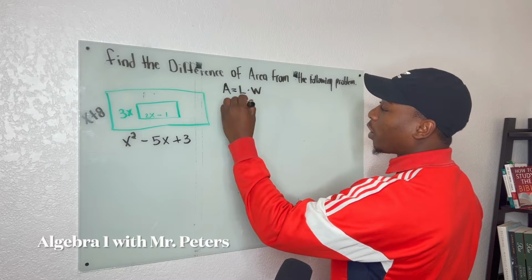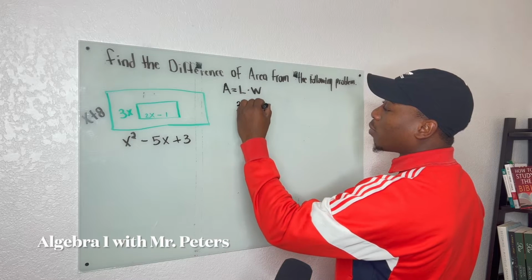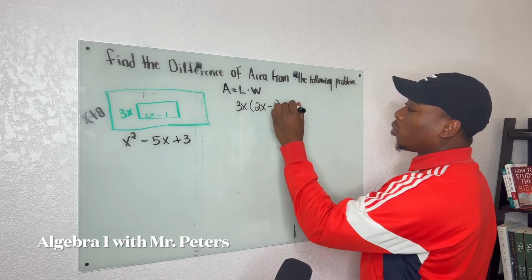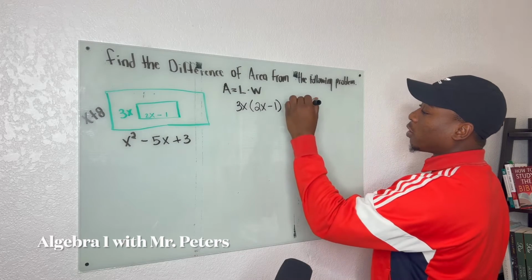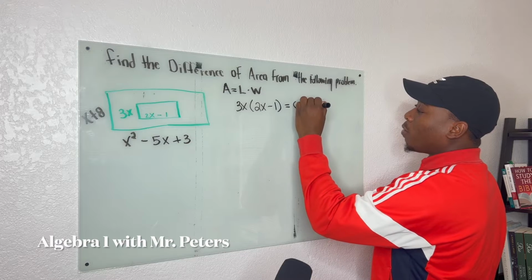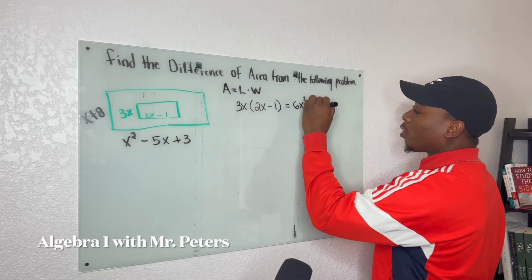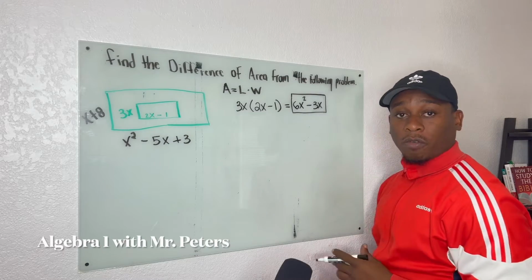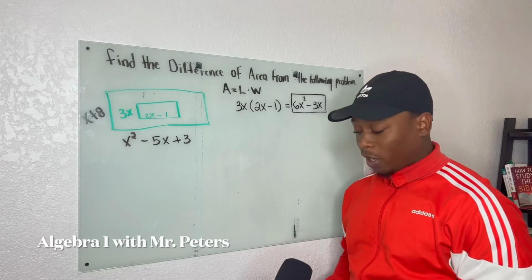So we have 3x, and we're multiplying this by 2x minus 1. So what we're going to get for our area is 6x squared minus 3x. So let's just remember that, right? That's the area for the smaller box.